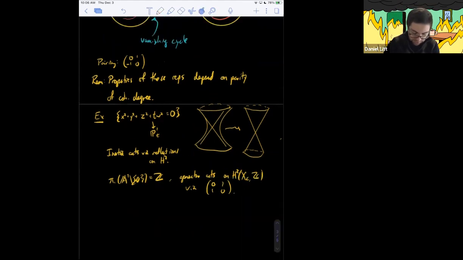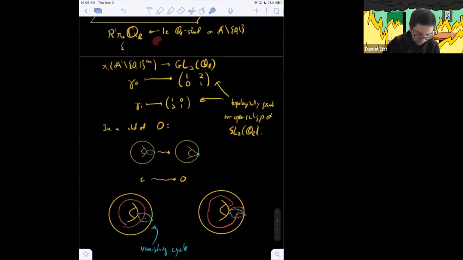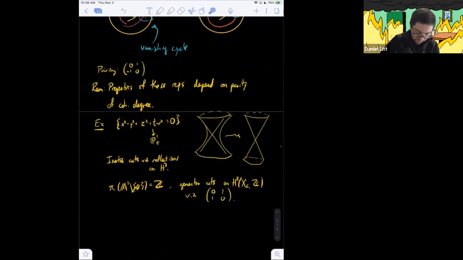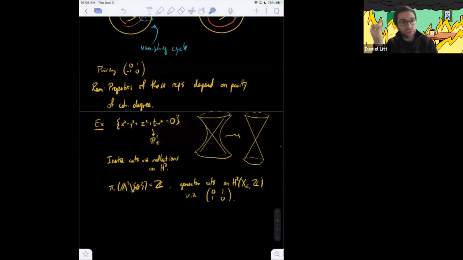So what I wanted to point out is that here we're looking at an H1, so R1 pi lower star. Here we're looking at an H2, or R2 pi lower star, and the representations look quite different. And that's not an accident. That's a sort of typical situation.